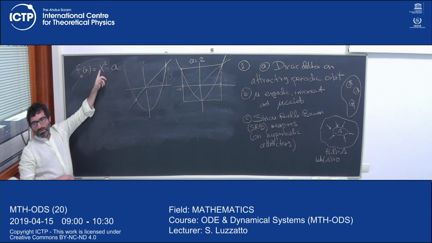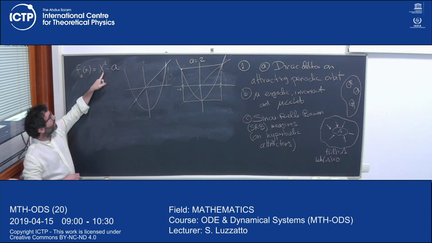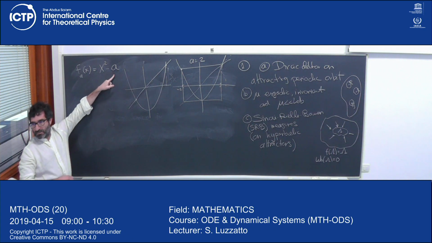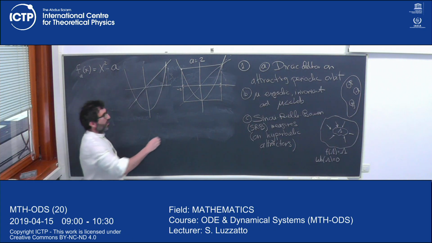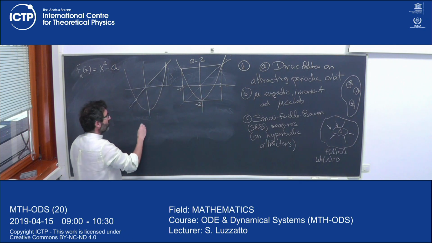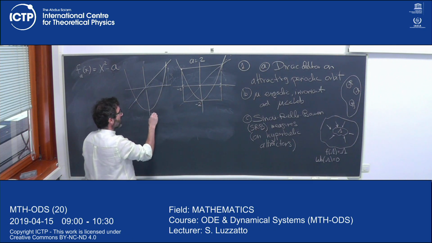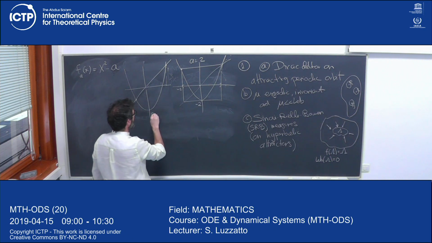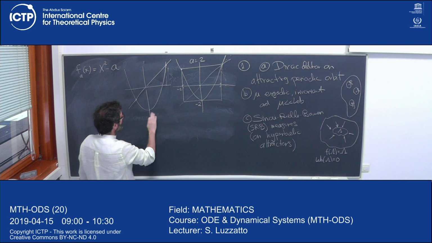Okay, a is just the intersection with the y-axis. Exactly. It's the image of 0, right? If you put x equals 0, you get minus a. Okay? That's why we have minus 2 here. So here we have minus a. Sorry, a. Yes, here we have a. Here we have minus a.